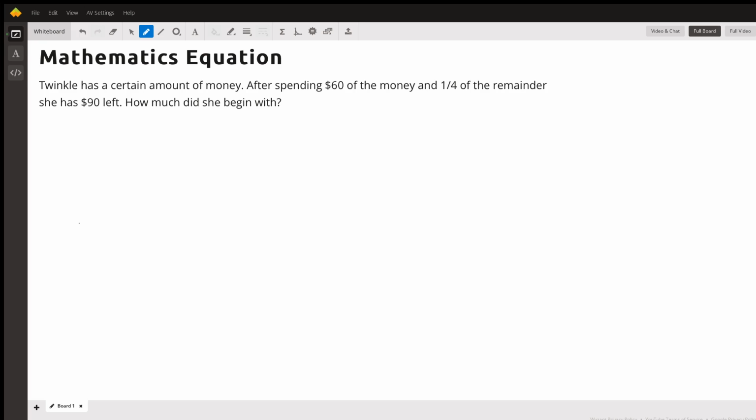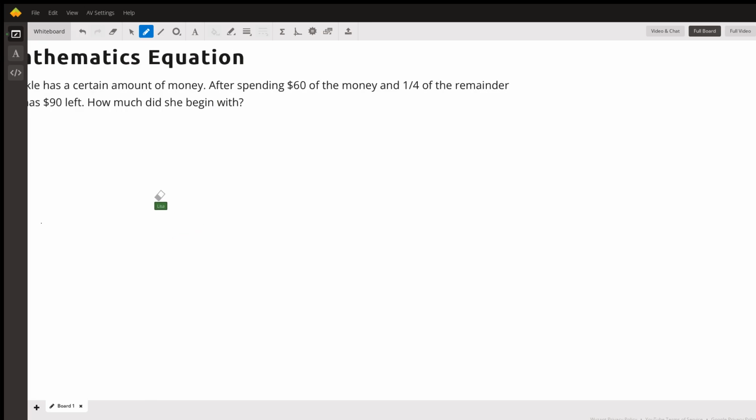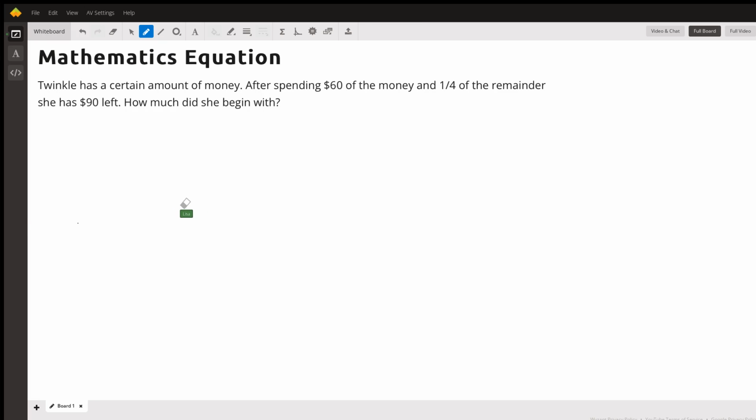So Twinkle has a certain amount of money. After spending $60 of the money and a quarter of the remaining, she has $90 left. How much did she begin with?